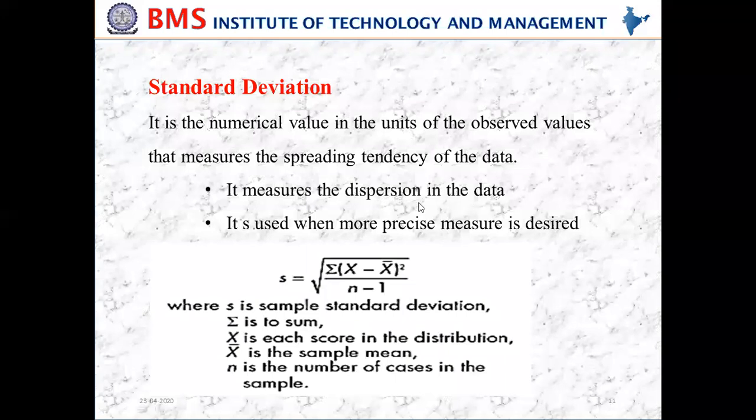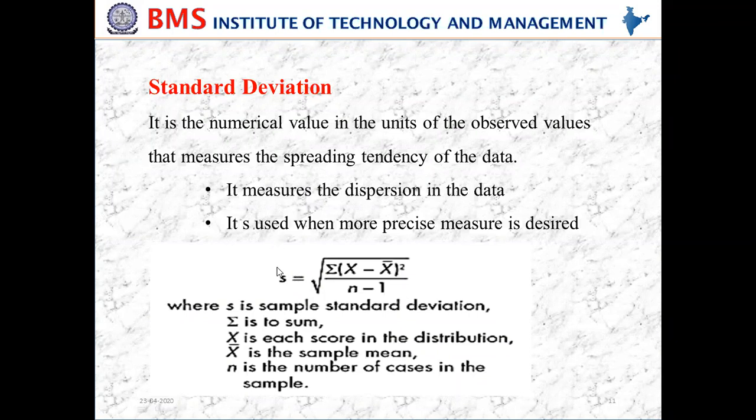It measures the dispersion in the data, as the range also does. As we said, these are called measures of dispersion. The standard deviation also measures the dispersion of the data, and it is used when a more precise measure is desired. So if you want to know exactly how much the deviation is, we can go for the standard deviation rather than the range.